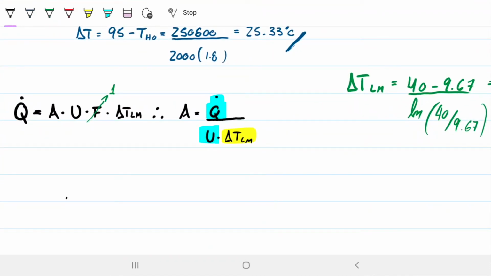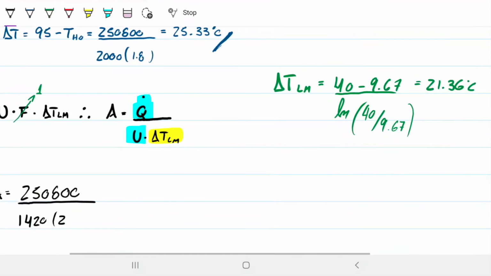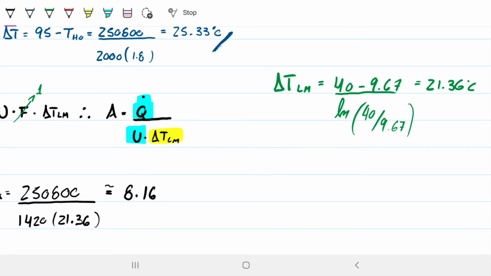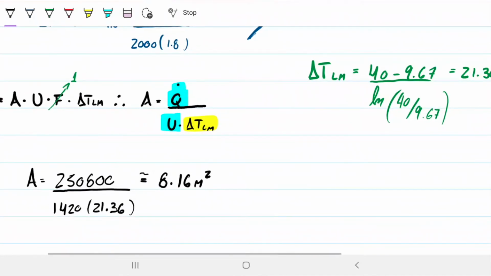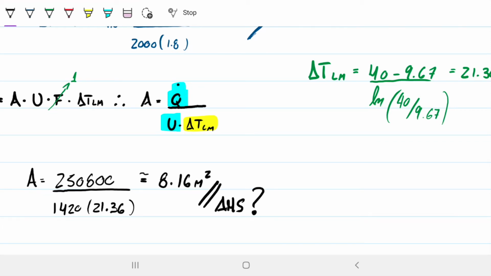I can plug it in here. I have my 250,800. I have my overall heat transfer coefficient, which was given to be 1,420, and I have the delta T log mean I just found, 21.36. Unit-wise, everything checks, everything's beautiful, and this tells me that I only need about 8.16 meters squared to be able to have this water being heated up.